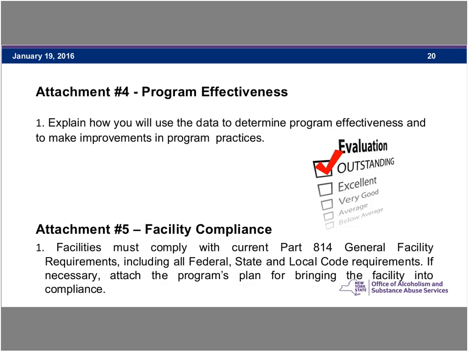And we want you to demonstrate the utilization of UR and QA data and information and its impact on modification of program practices. The fifth attachment will be facility compliance. Facilities must comply with the current Part 814 general facility requirements, including all federal, state, and local code requirements. If necessary, attach the program's plan for bringing the facility into compliance.